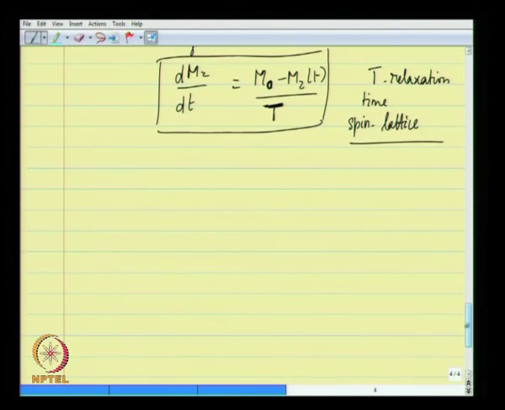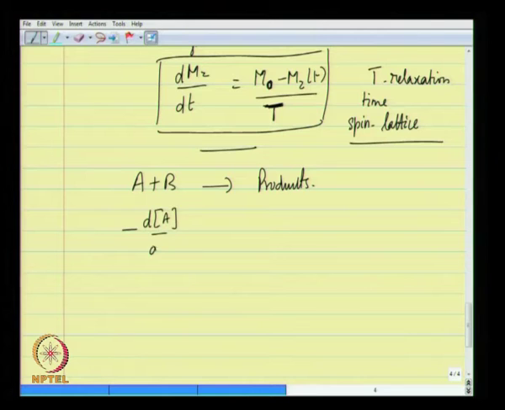Of course, the solution of this equation is an exponential, e to the minus t by tau. Now, the other simple chemical kinetics equations which are linear: you can think about A plus B giving products, and you know that the differential equation for second order is minus dA by dt is equal to minus dB by dt, and if it is proportional to the concentrations of A and B, then it is called the second order equation. It is linear in A, linear in B, but this equation is bilinear.